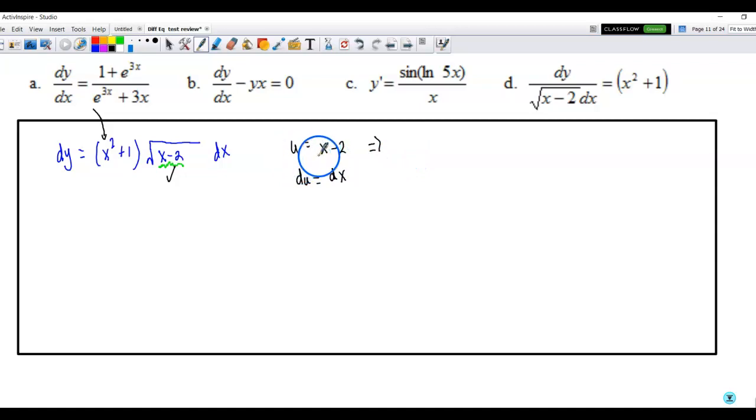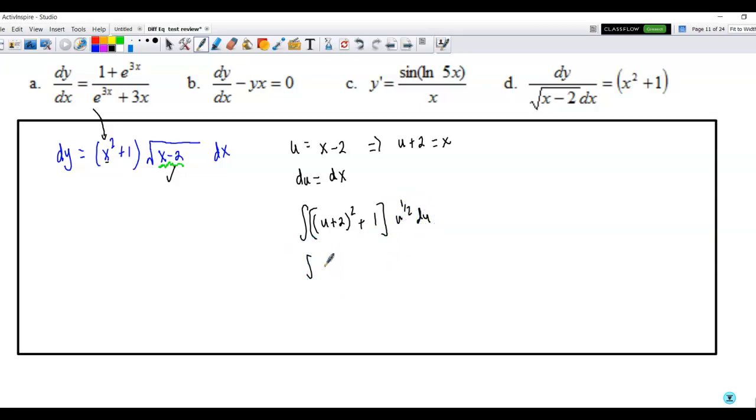So I'm going to find a replacement for x. I'm going to add 2 to the other side, and x is equal to u plus 2. So let's see how things go here. In place of x, I'm going to substitute u plus 2, which is going to get squared, and 1 will be added to that. And then that's going to be multiplied by u to the 1/2 power.